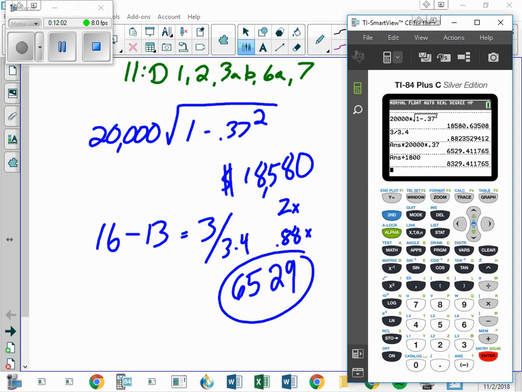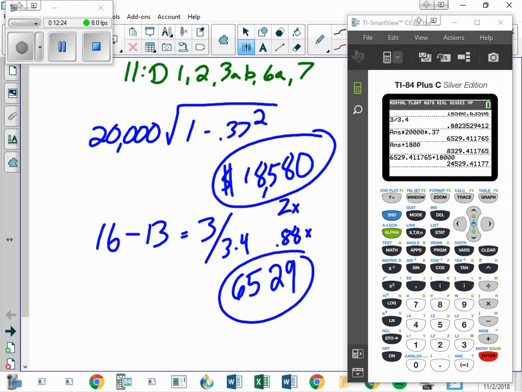Oops, that's not what I wanted. We want this plus 18,000. And she's expected to earn $24,529. How far off is that going to be? The RMS error right there.